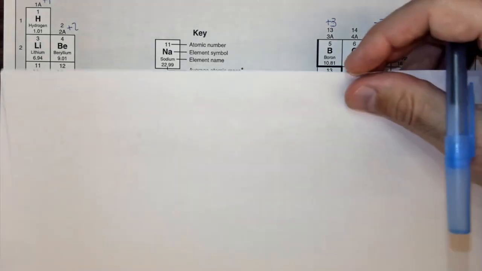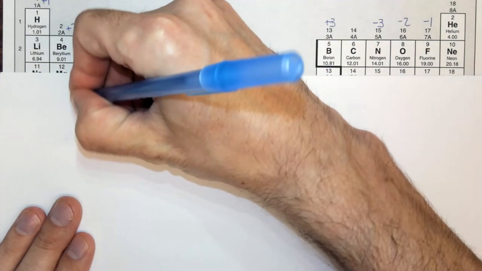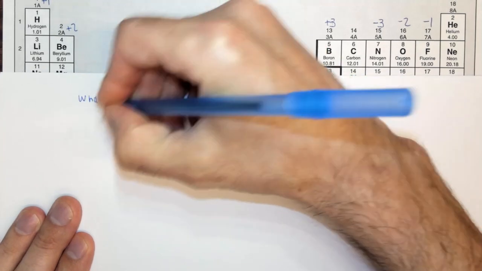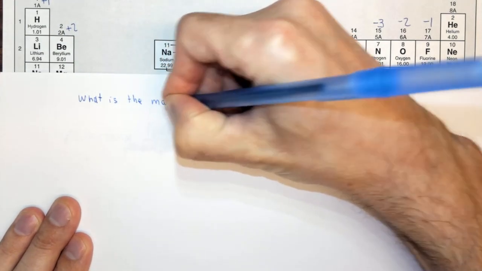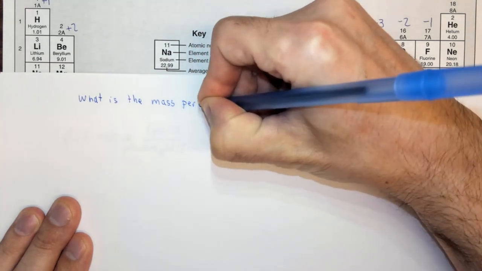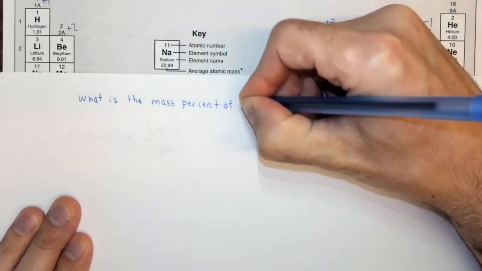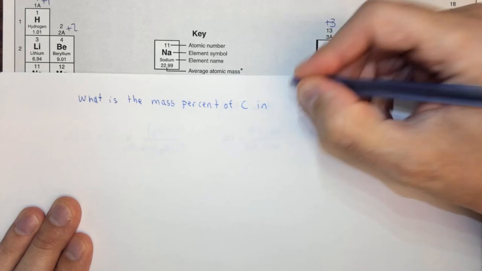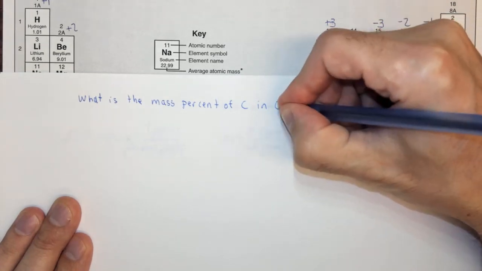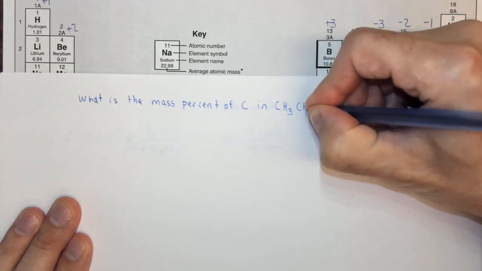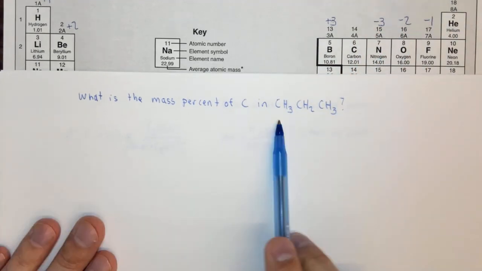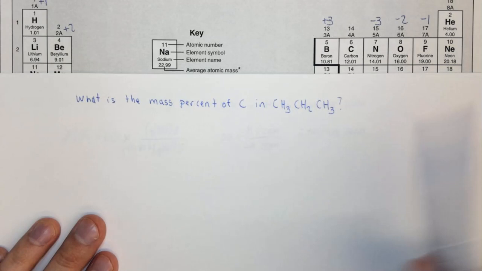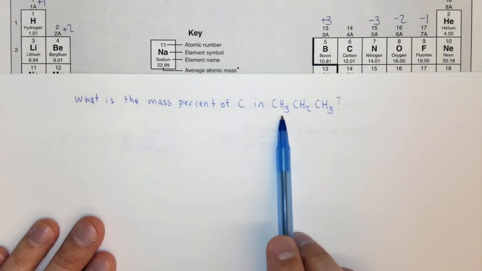Now let's look at another example. What is the mass percent of carbon in propane? And propane is CH3, CH2, CH3. And on Alex, they're given like this. So I did want to do one example where it is given like this.